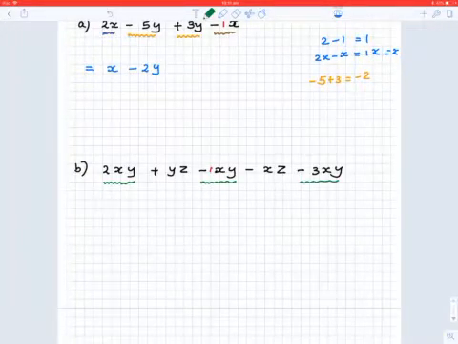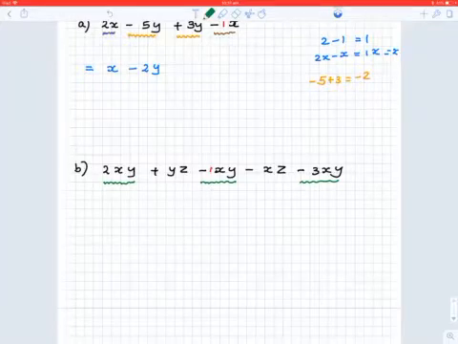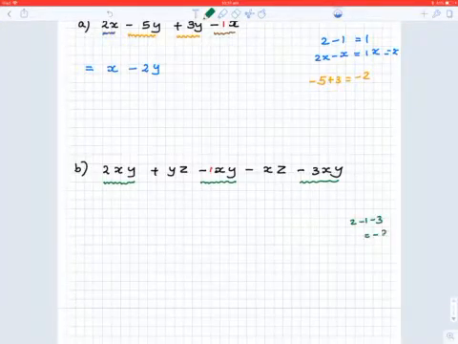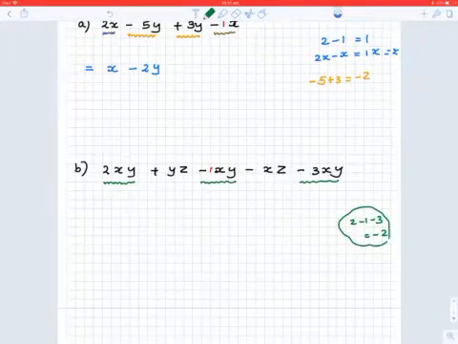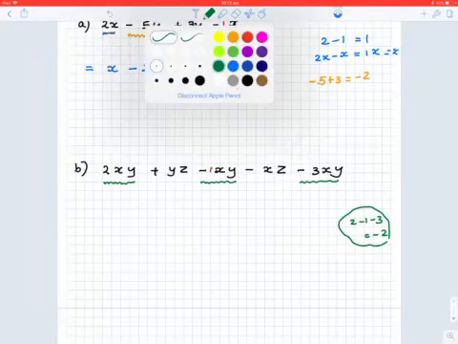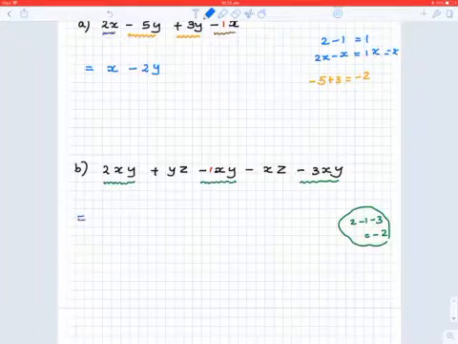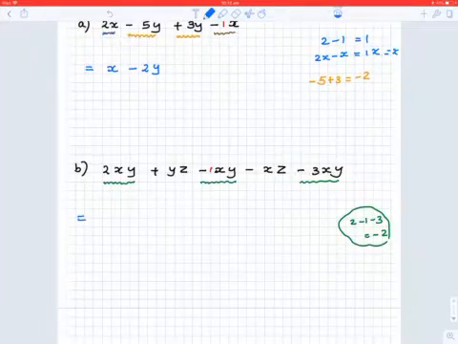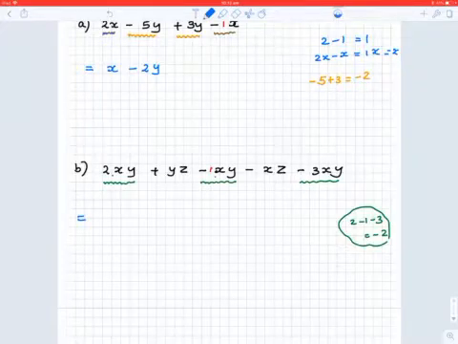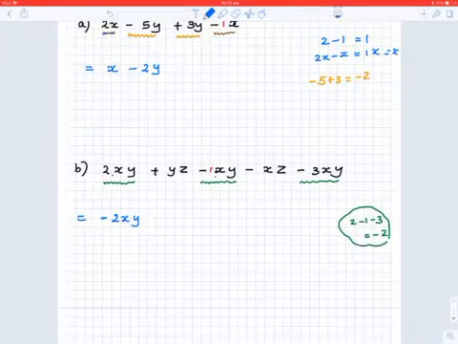So I have to combine all the three. That means literally we are doing 2 minus 1 minus 3, which is minus 2. So that's the coefficient component. And when I do that, 2xy minus xy minus 3xy becomes minus 2xy.